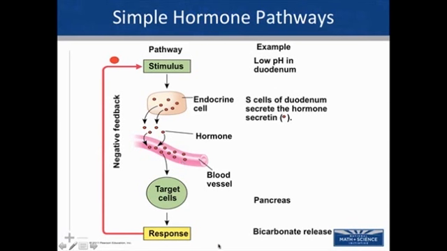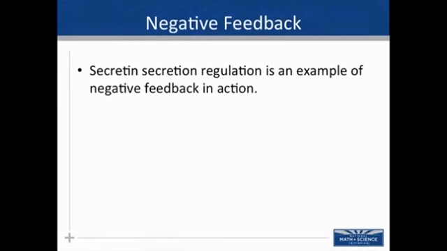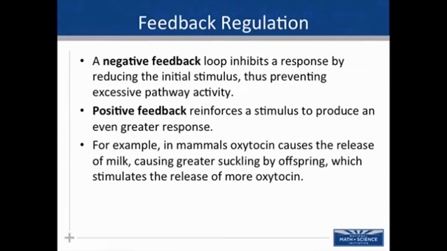And so we see that typical hormone pathway oftentimes results in a negative feedback loop that is self-regulating to help maintain homeostasis, which is so important in all of our body systems. So you'll see that negative feedback loops play a critical role in the maintenance of homeostasis, and secretin is just one example of such a pathway.